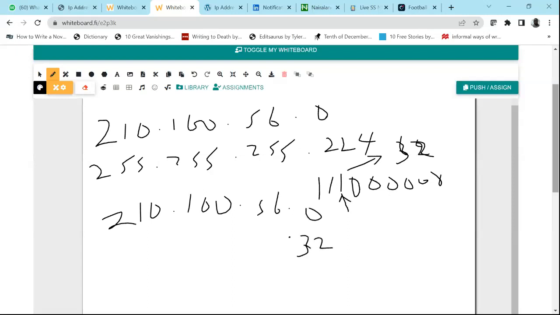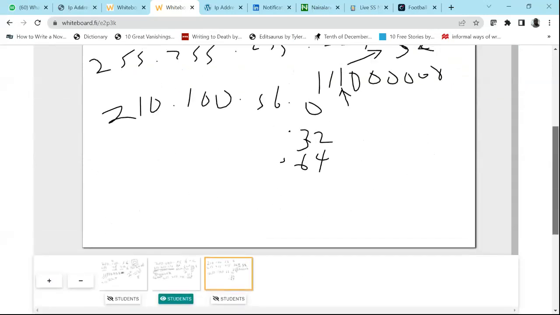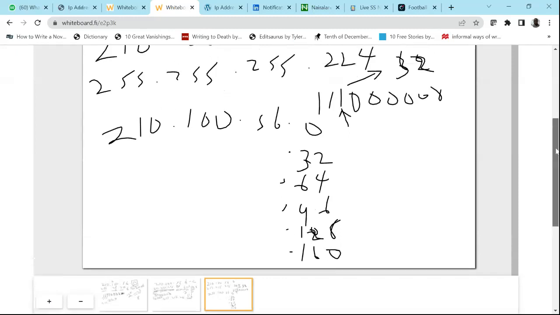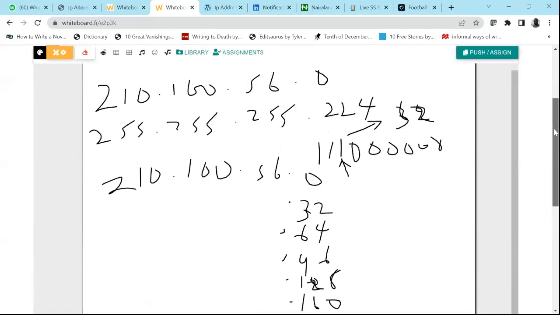The next one will be 32, right? The next one will be 64. 96. 128. 160. If you added 32 to this, can we still go? Yes. 192.